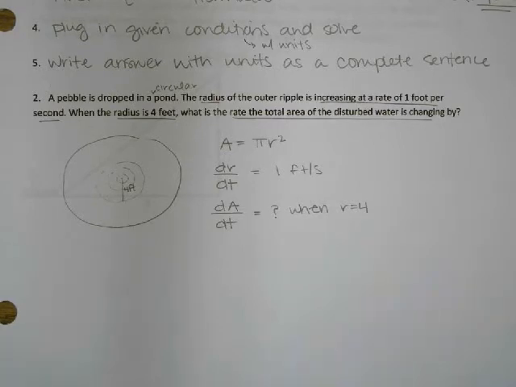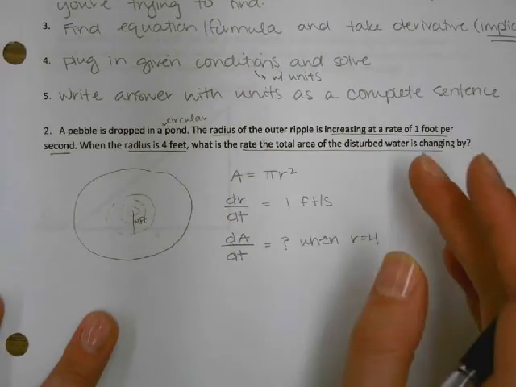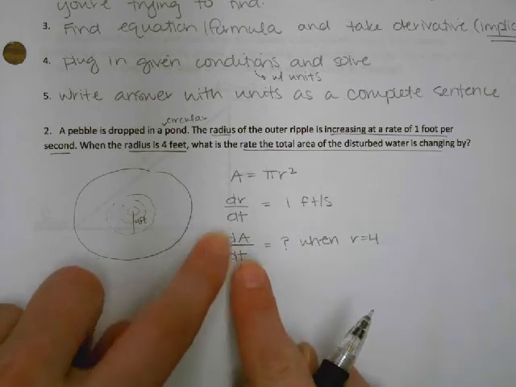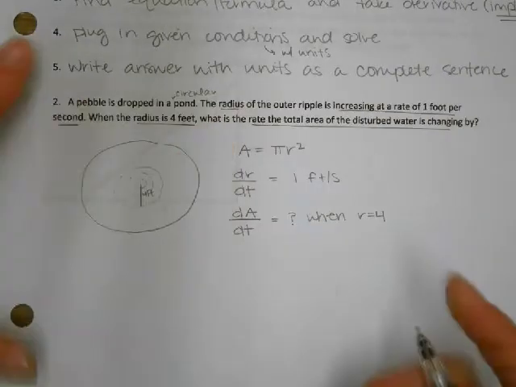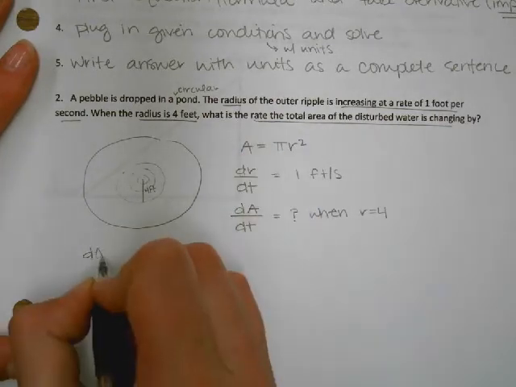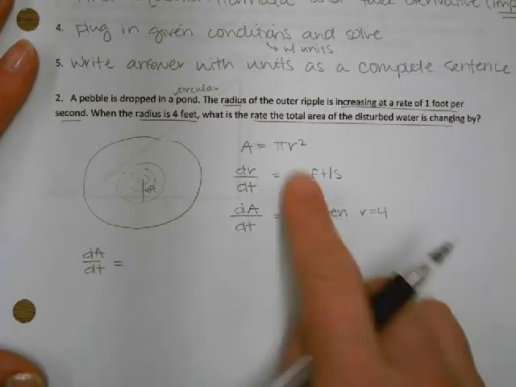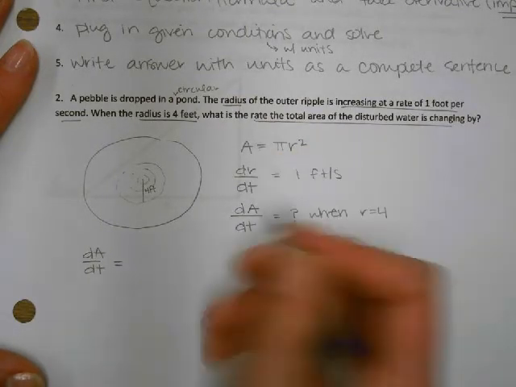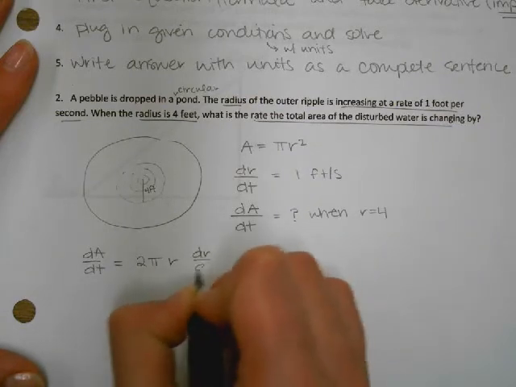So now at this point we found the equation, now we're going to find the derivative of the equation. So the rate that the area is changing comes from when we find the derivative of the area. So I'm going to say the derivative of A is just 1 dA/dt equals the derivative of pi r squared, which would be 2 pi r times dr/dt.